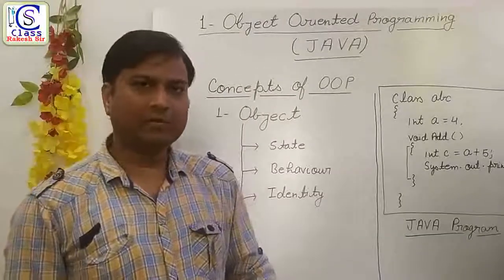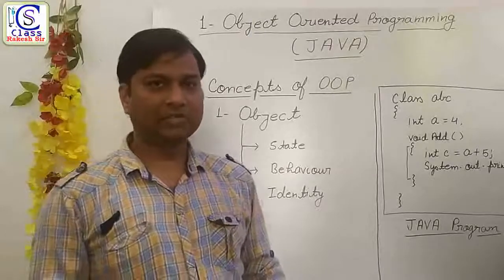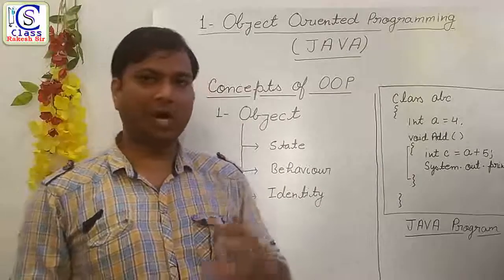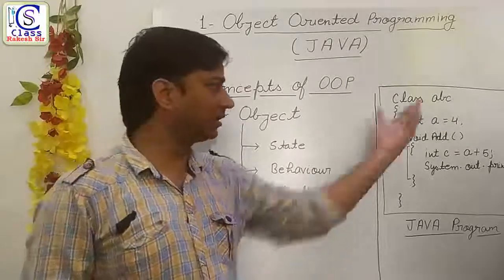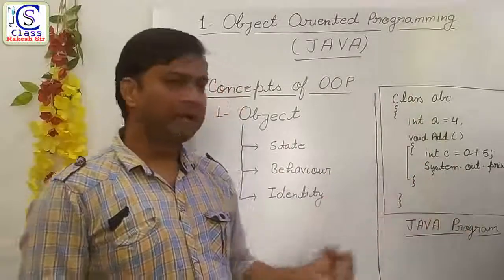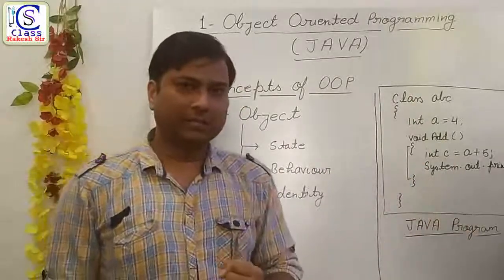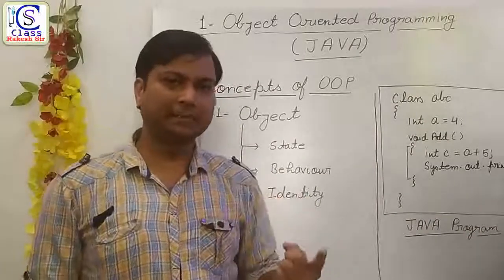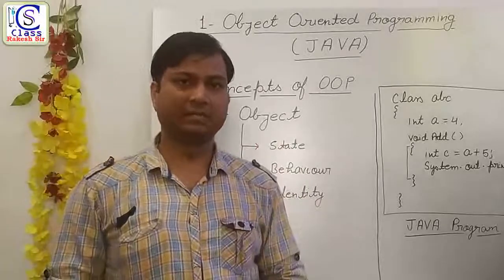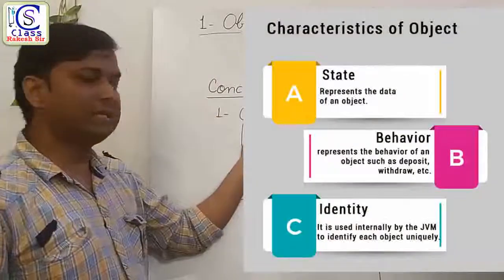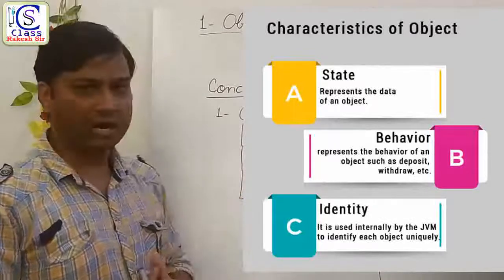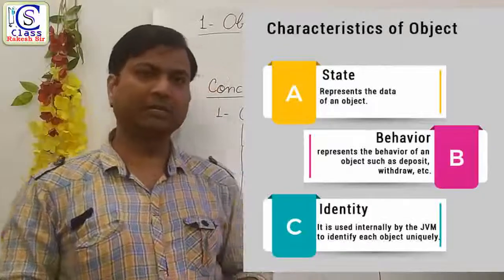Now, the first concept of the object-oriented programming structure is an object. What is object and how will we use this concept in our Java program? This one is a simple example of a Java program. What is object? Object is an entity that has a state, behavior, and identity. What does it mean?